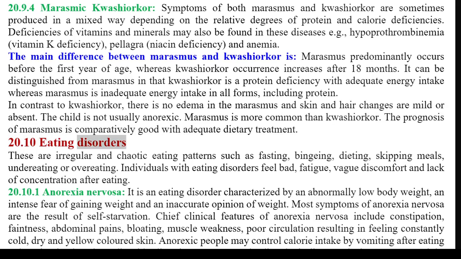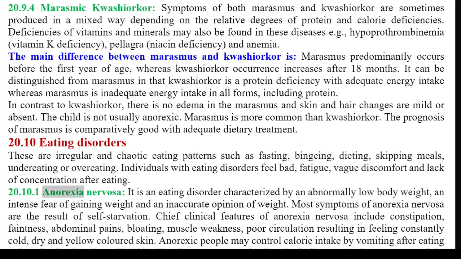20.10 Eating disorders. These are irregular and chaotic eating patterns such as fasting, binging, dieting, skipping meals, undereating or overeating. Individuals with eating disorders feel bad, with fatigue, vague discomfort and lack of concentration after eating.